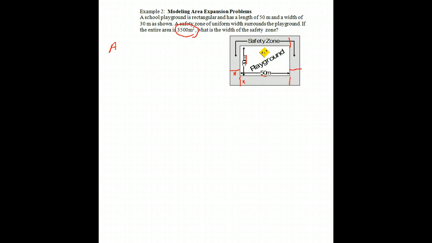So area of the entire safety zone and playground is length times width. Well, the length in this case, we know we have 50 meters, but we also have this uniform width. We have X on this side and X on that side. So X here, then you got 50, and then you have X on that side. So you have 50 plus 2X.